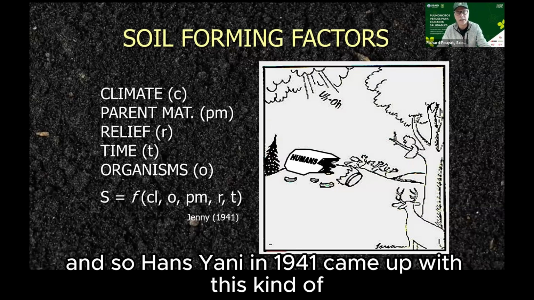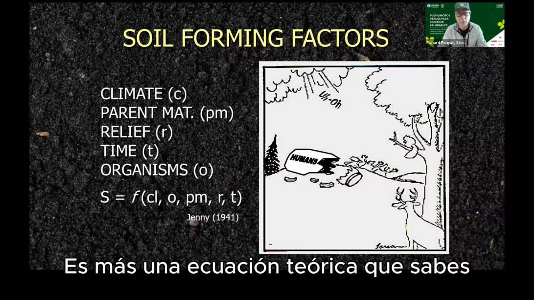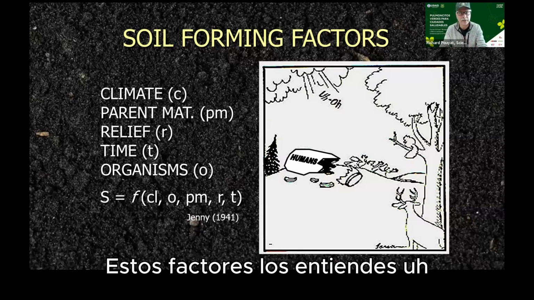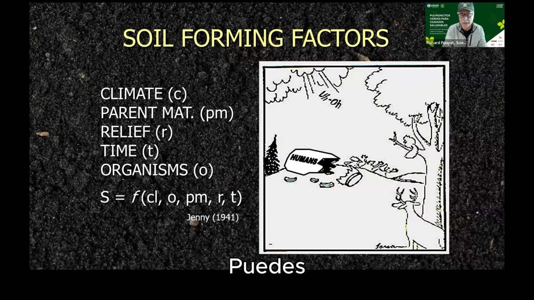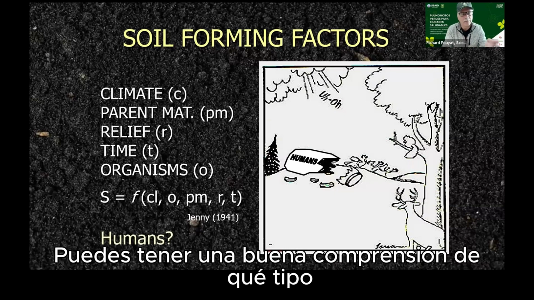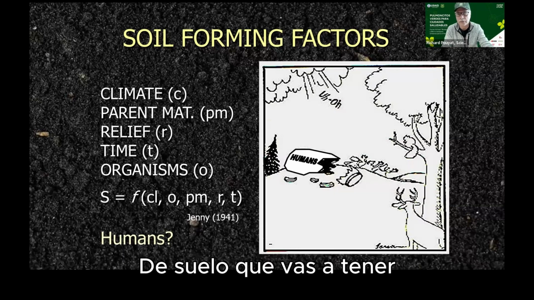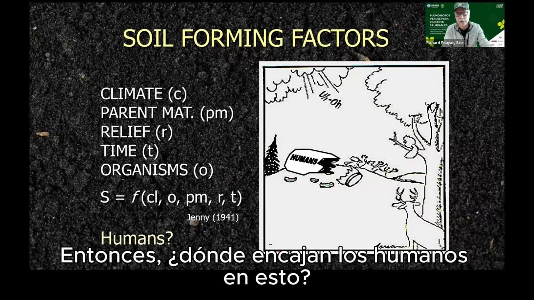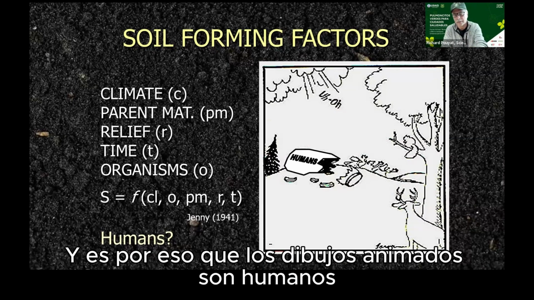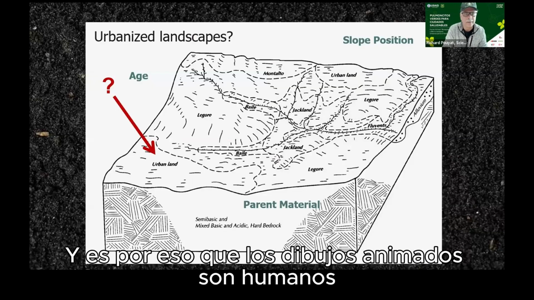And so Hans Jenny in 1941 came up with this kind of equation, it's more of a theoretical equation, that if you have an understanding of these factors, you can have a pretty good understanding of what kind of soil you're going to have. So where do humans fit into this? And that's why the cartoon there, humans.